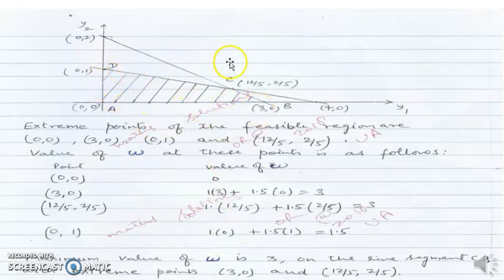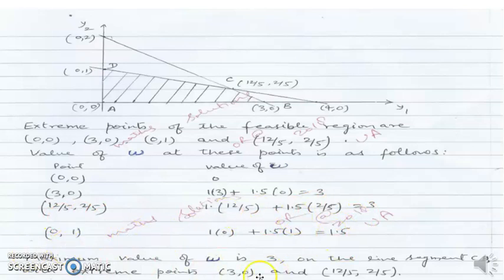We get this picture and we can see this dashed region is the feasible region, and the corner points are (0, 0), (3, 0), (12/5, 2/5), which we have got after solving the constraint equations, and (0, 1). Now we have the extreme points of the feasible region. We find the W value at these points. At (0, 0) it is 0, at (3, 0) it is 3, at (12/5, 2/5) the value of W is 3, and at (0, 1) it is 1.5.